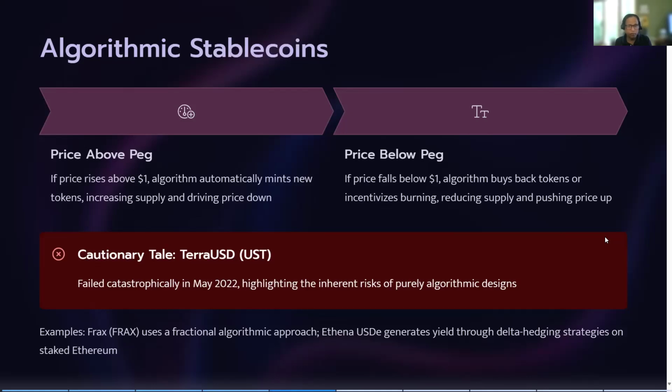There are a lot of issues with this, and companies are still working on how to come up with a stable network. For example, there is TerraUSD, and there was a major issue that happened in May 2022, highlighting that this creates a lot of issues for customers who own that particular stablecoin. So you need to make sure that you understand it before getting into this.